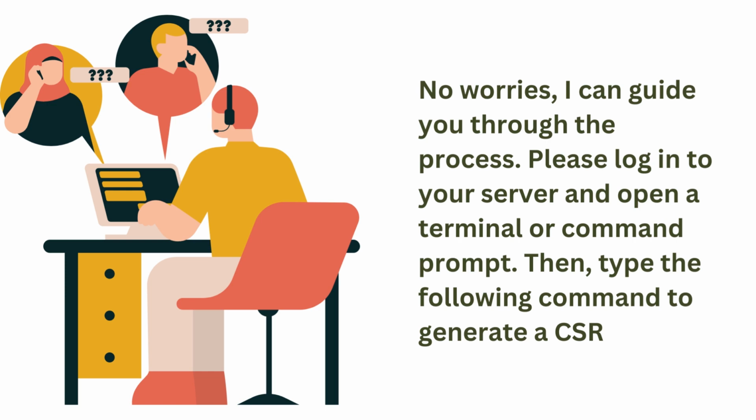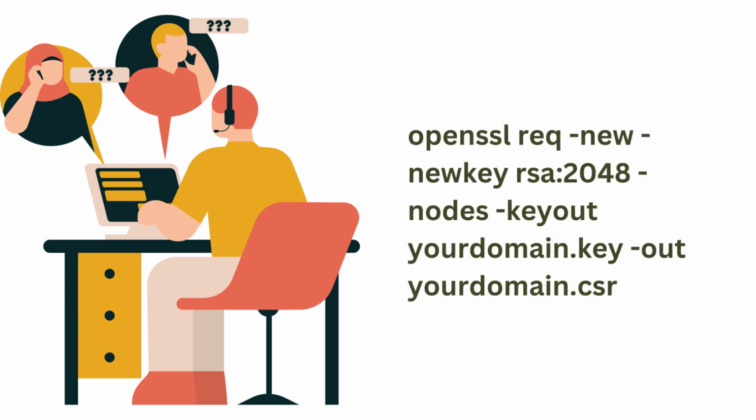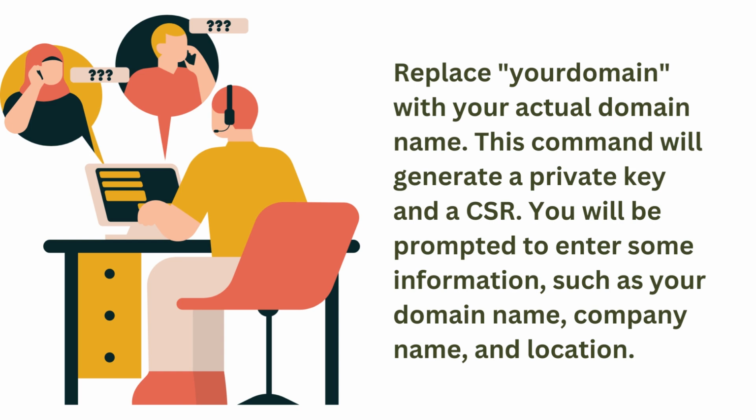Then type the following command to generate a CSR: openssl req -new -newkey rsa:2048 -nodes -keyout yourdomain.key -out yourdomain.csr. Replace yourdomain with your actual domain name. This command will generate a private key and a CSR. You'll be prompted to enter some information such as your domain name, company name, and location.